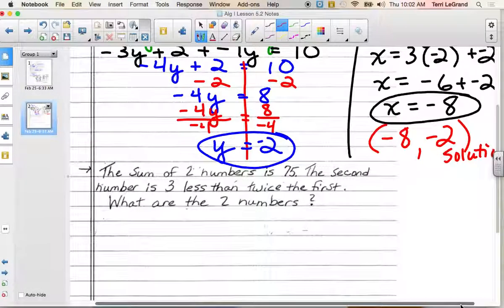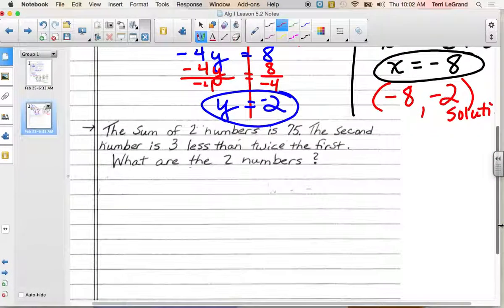Okay, and we're going to do an application problem. Kind of looks like that one we tried one day with guess and check. The sum of two numbers is 75. So there's a whole bunch of numbers that add up to 75. How many pairs of numbers do you think we could find that add up to 75? Infinite. Doesn't say they have to be integers, does it?